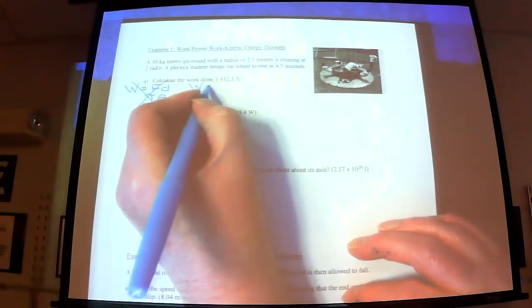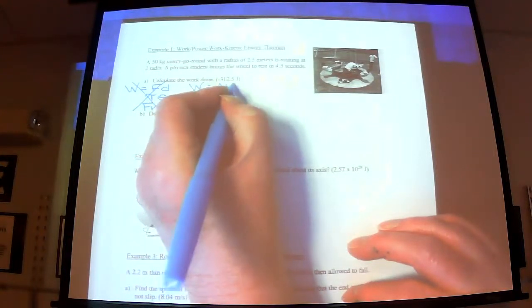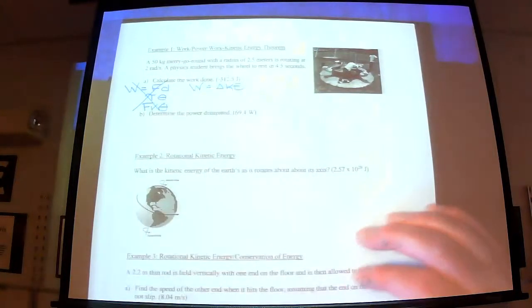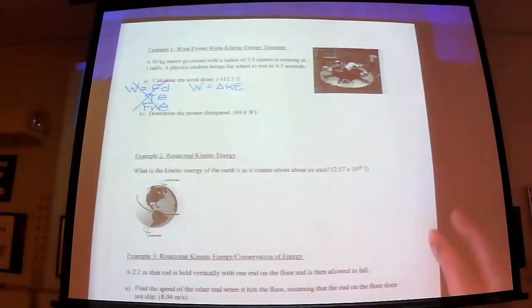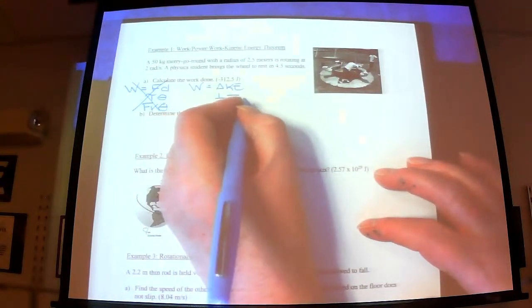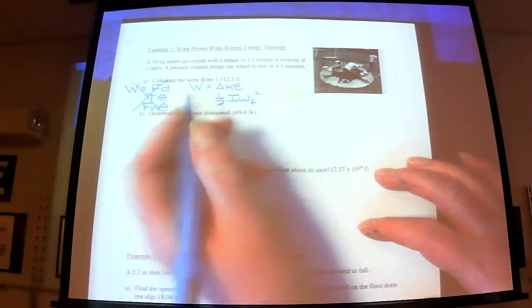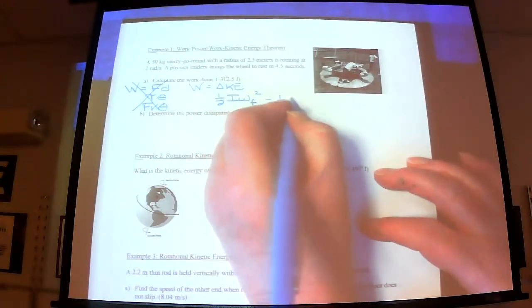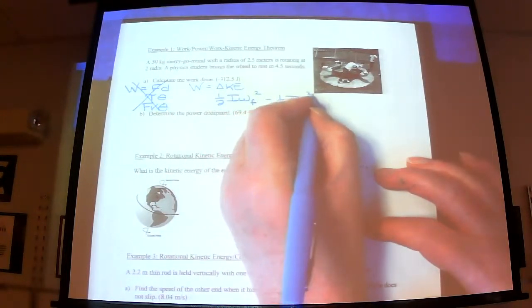And then I remember that if I hit a dead end, maybe I should remember the work-kinetic energy theorem. Did I change the velocity of the merry-go-round? Yeah, it was going 2 radians per second, and the student brought it to rest. So then I'll write down 1/2 I omega final squared minus 1/2 I omega initial squared.